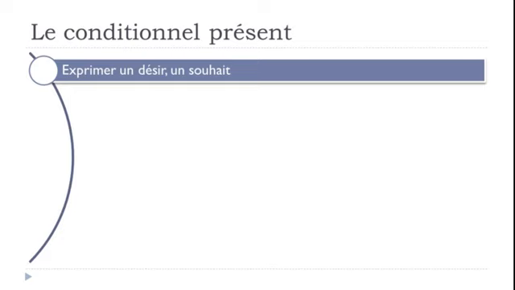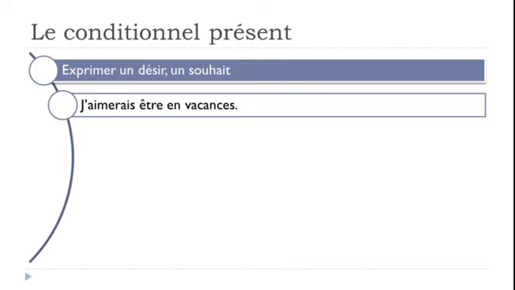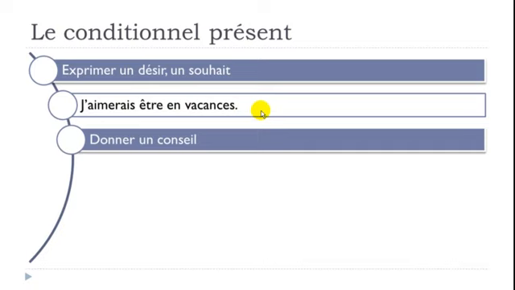The first situation would be to express a desire or a wish. Exprimer un désir ou un souhait. Okay? J'aimerais être en vacances. Aimer, to like or to love. Okay? And here you've got the conditional form. Être, to be. En vacances, on vacation, holidays. J'aimerais être en vacances.